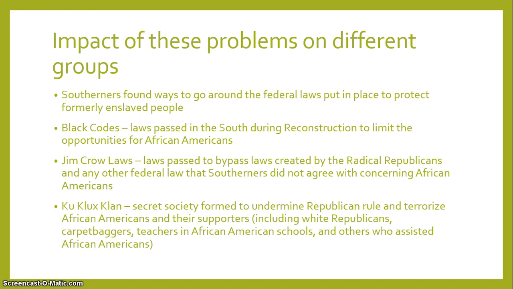And lastly, the Ku Klux Klan. This was a secret terrorist organization whose main goal was to cause terror in those African American communities who were trying to go out and vote. Their main goal was to stop African Americans from voting, because to have power, you vote. So if you can eliminate the voting potential of a group, you eliminate their power.